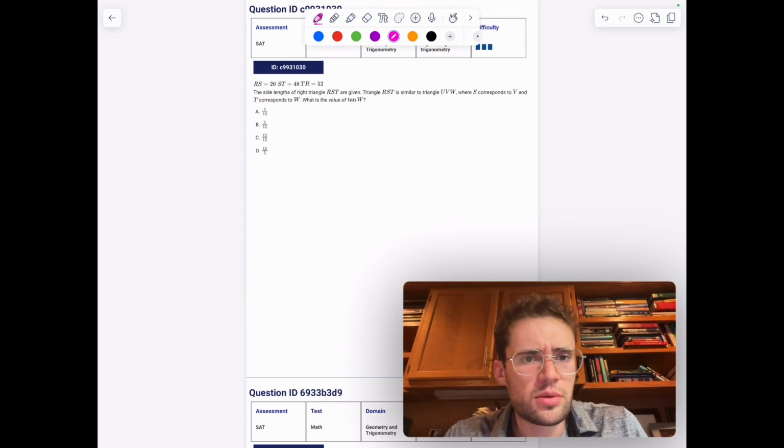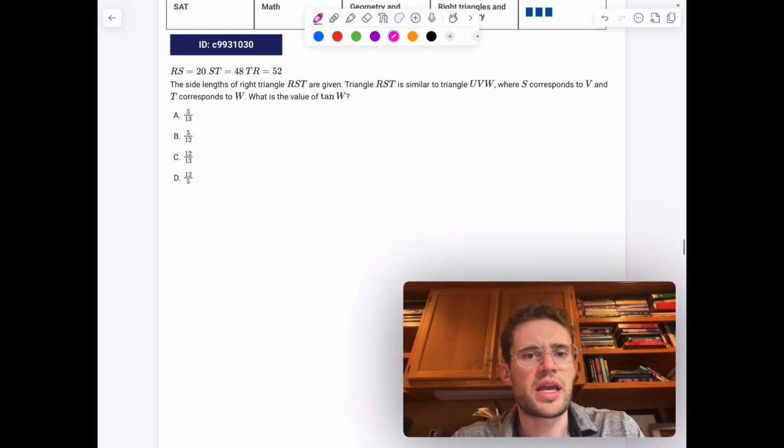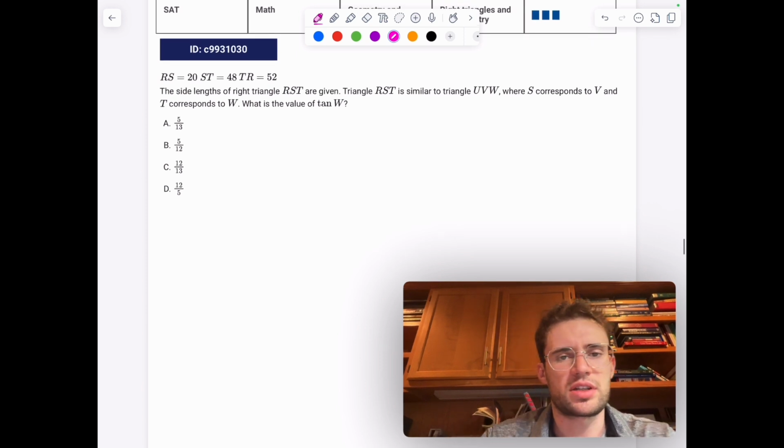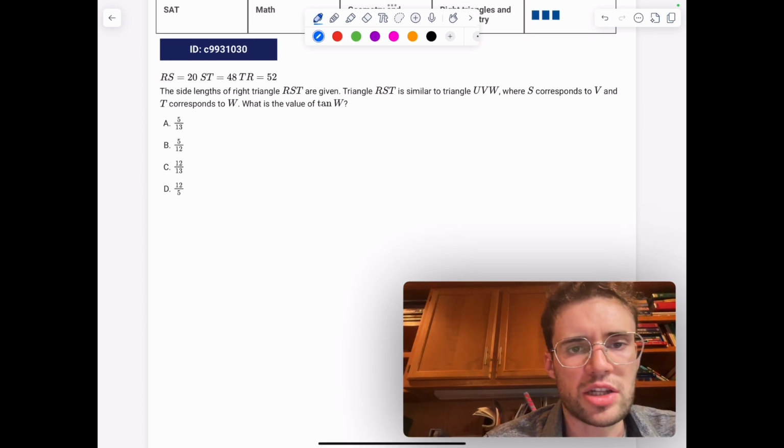We have RS equals 20, ST equals 48, TR equals 52. So this is very similar to the previous one. These are the side lengths of a right triangle RST.